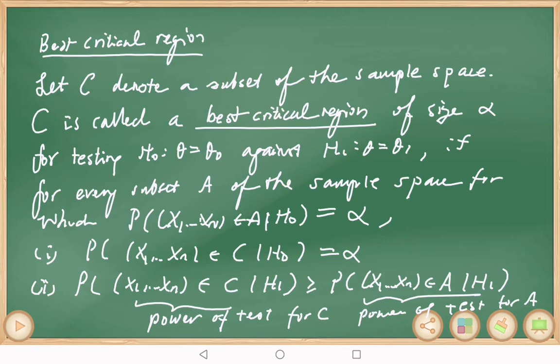They all have the same probability of committing the type 1 error, alpha, but the power to reject the null hypothesis under C is the largest, right? In that sense, we say that C is the best critical region, right? To illustrate this, it may be useful to look at some sketches.